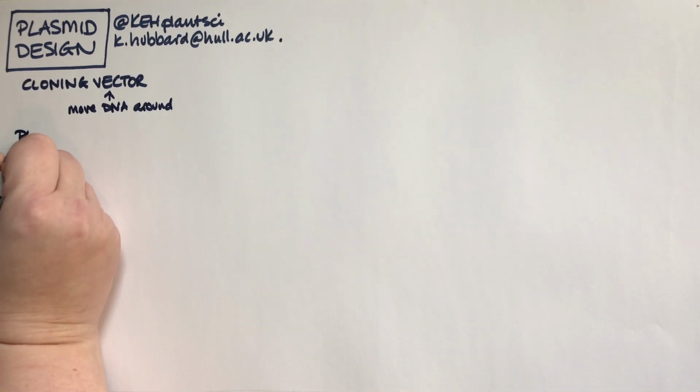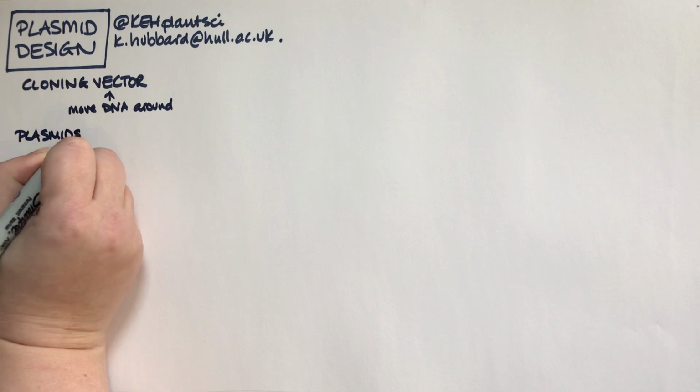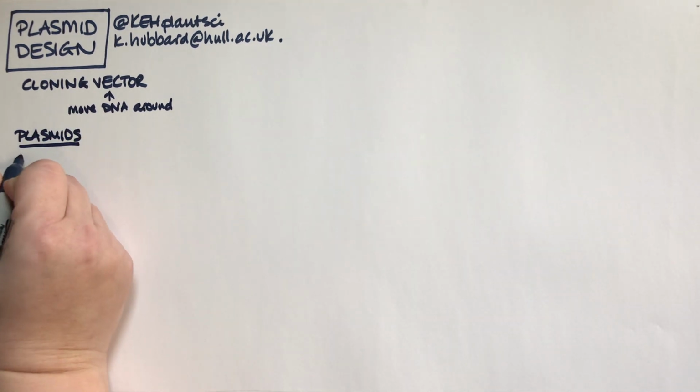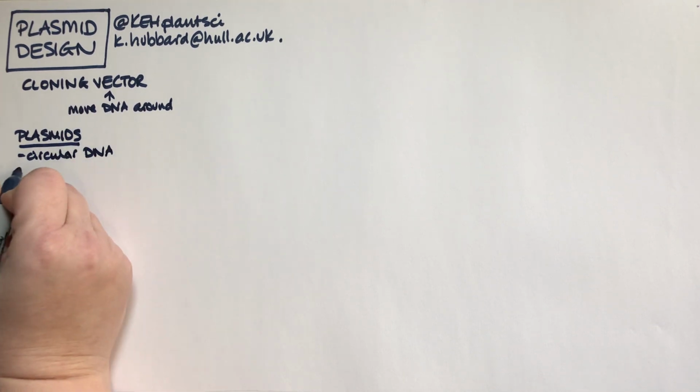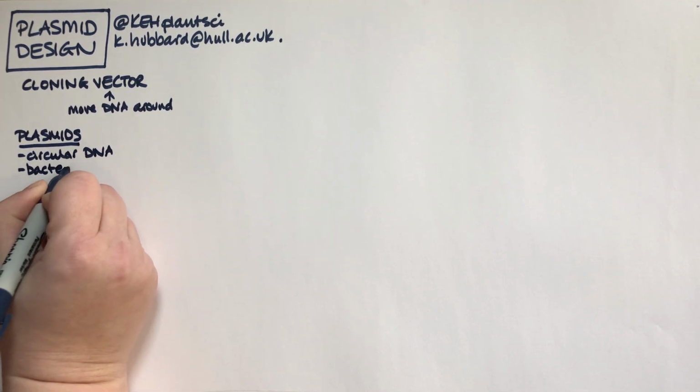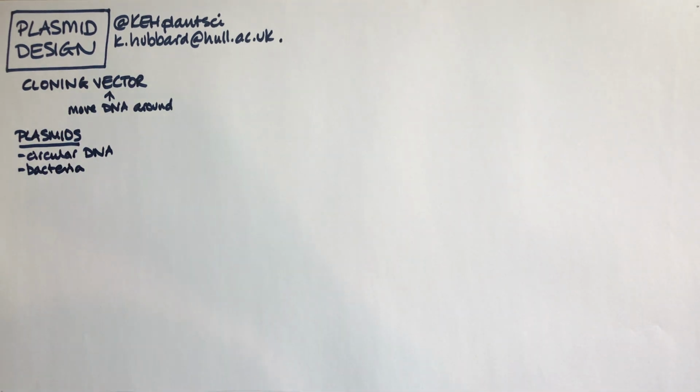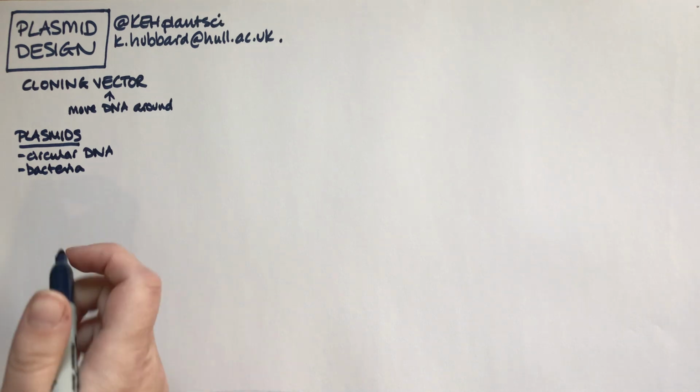Okay, so plasmids are really useful vectors. They are circular DNA. They come from bacteria. So bacteria naturally have plasmids. Bacteria have both a chromosome that's got all of their essential genes on it, and then they've got these smaller plasmids which have optional genes on them. So they might have antibiotic resistance, or they might have the ability to metabolize a weird molecule. So they're naturally found in bacteria, but we've exploited them in the lab for genetic manipulation.